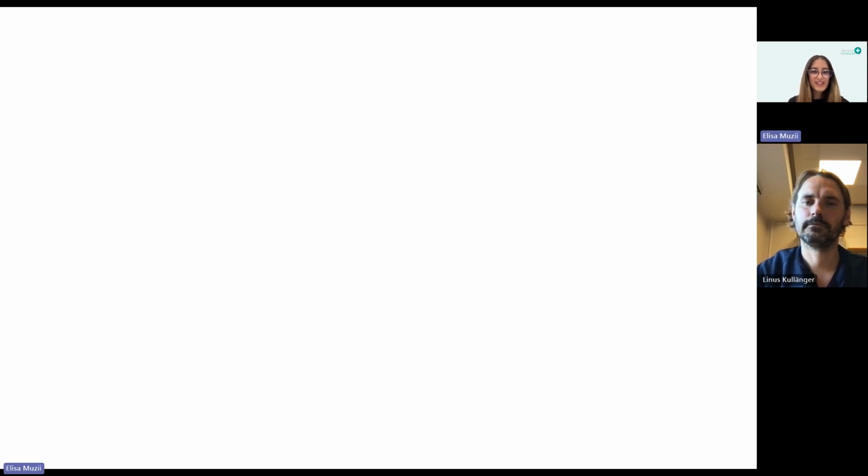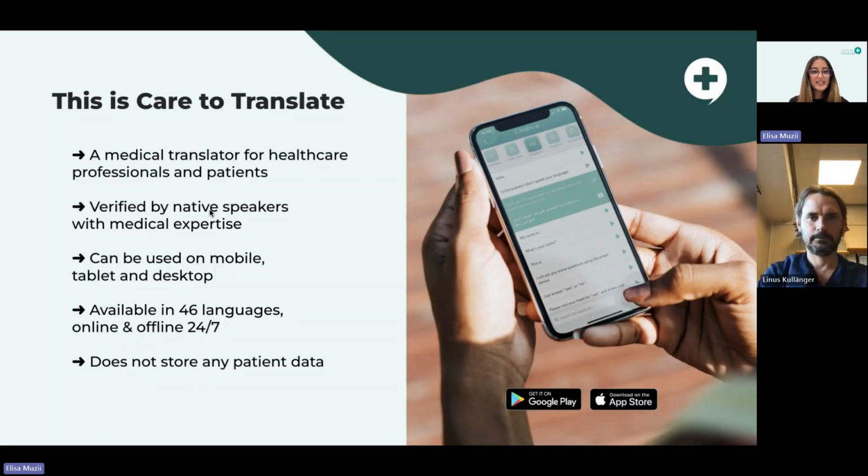So what is Care to Translate? Care to Translate is a vast library of pre-translated phrases that are safe to use in a medical context as they have been verified by native speakers with medical expertise. The app currently supports 46 languages and it can be used 24/7 both online and offline. The app can be used on any electronic device and it does not store any patient data.